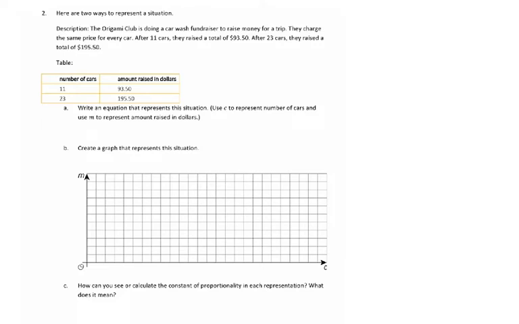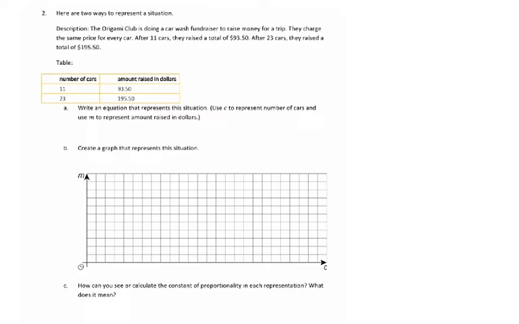It says, here are 2 ways to represent a situation. Description. The Origami Club is doing a car wash fundraiser to raise money for a trip. They charge the same price for every car. After 11 cars, they raised a total of $93.50. After 23 cars, they raised a total of $195.50. So probably one of the first things you're asking yourself after reading that is, how much did each car cost? So let's figure that out first, okay?